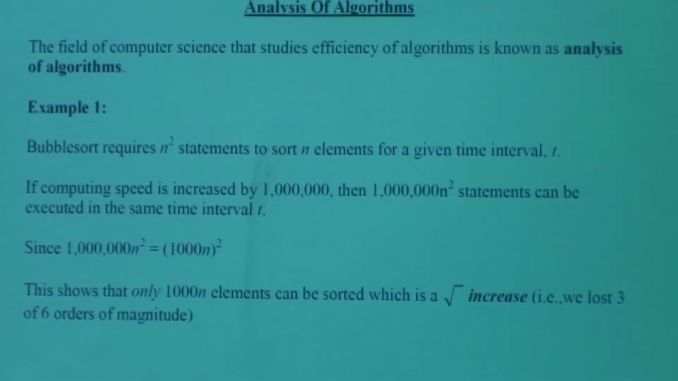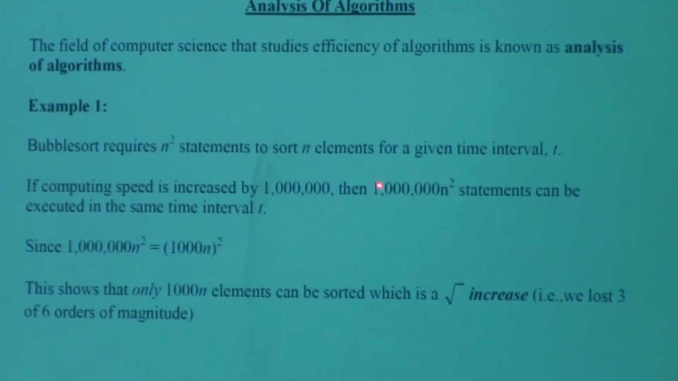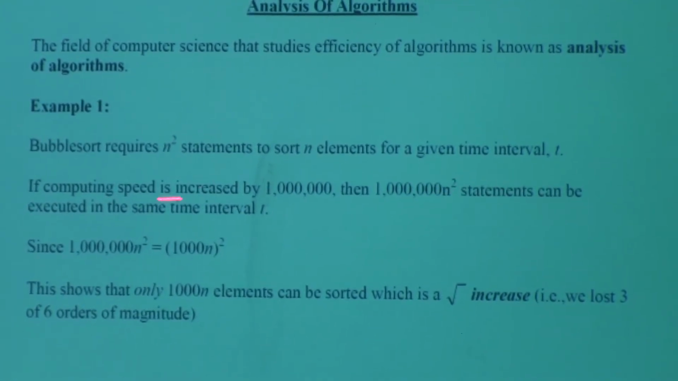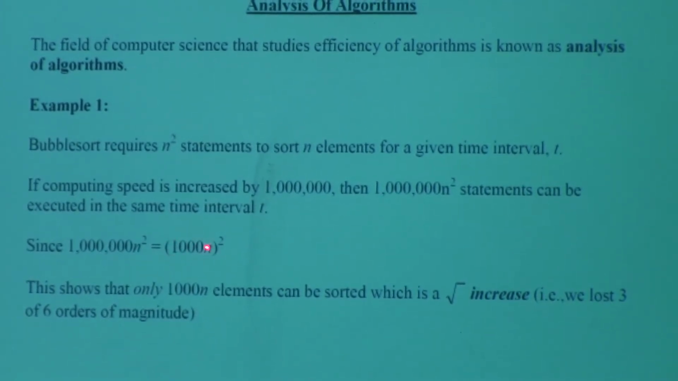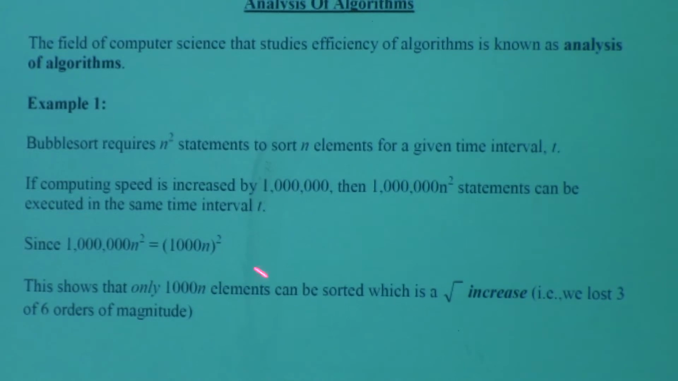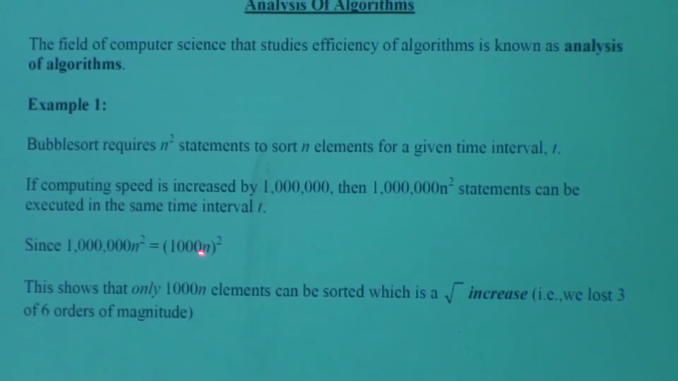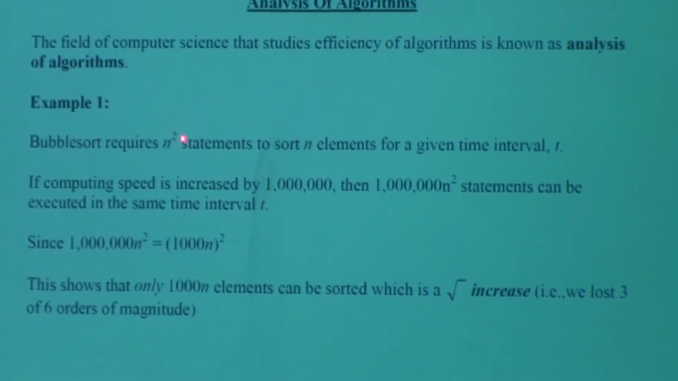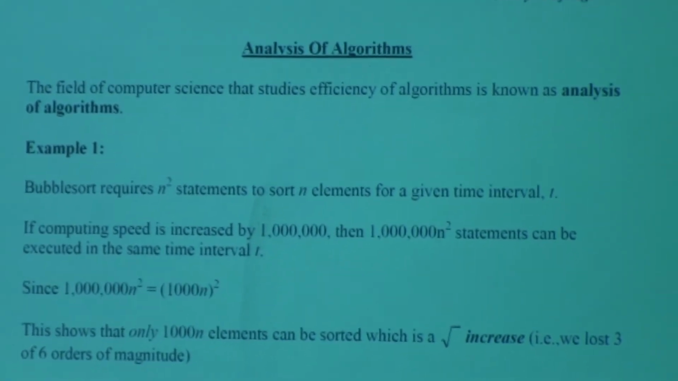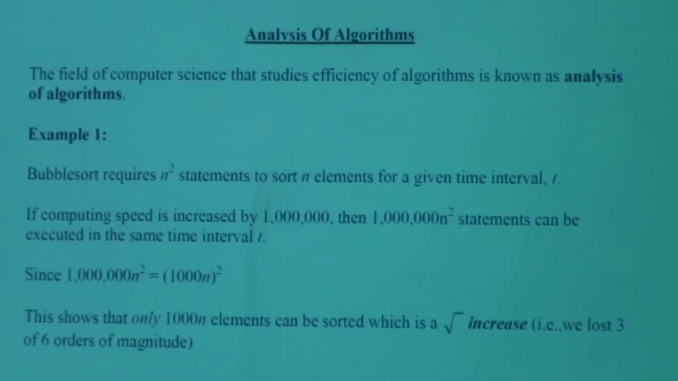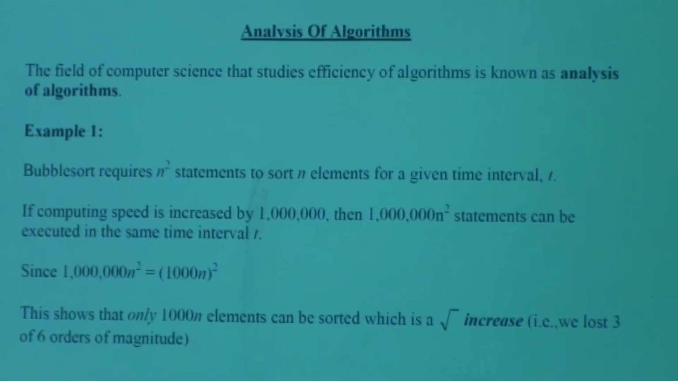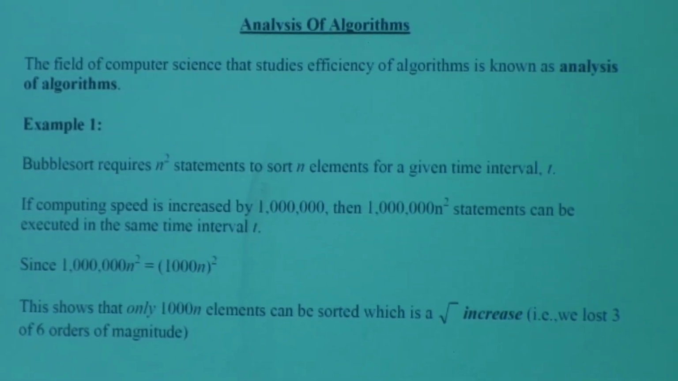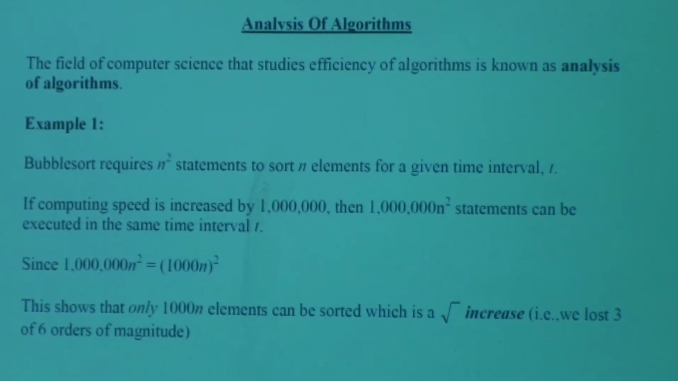Okay? So therefore, 1 million n squared statements can be executed in time interval t. Since 1 million n squared equals 1,000 n squared, and that is the problem size, because remember, the number of instructions is the square of the problem size. That means that in the same time t, on a computer 1 million times faster, I can solve a problem 1,000 times bigger.